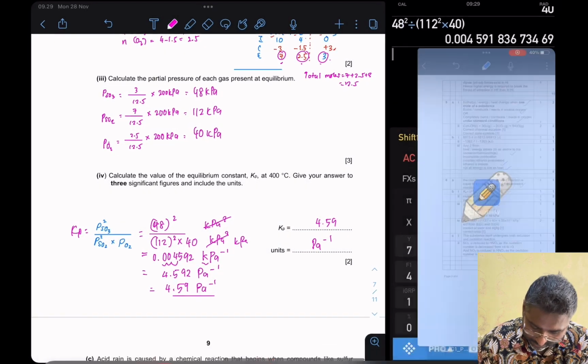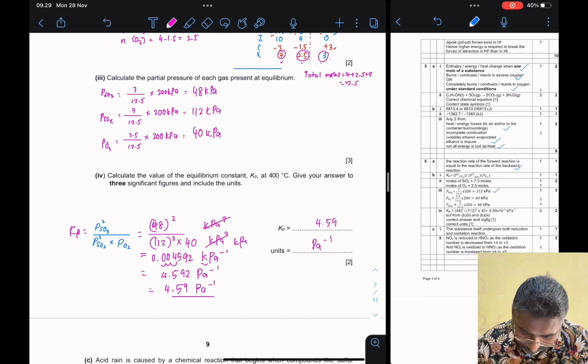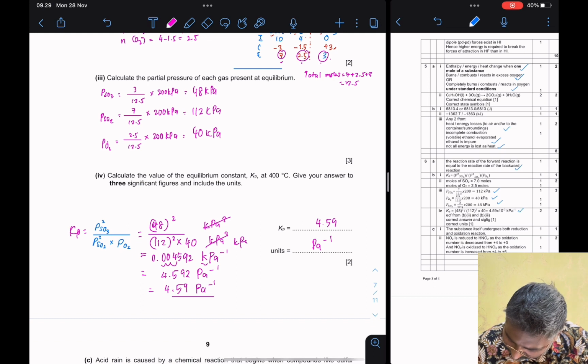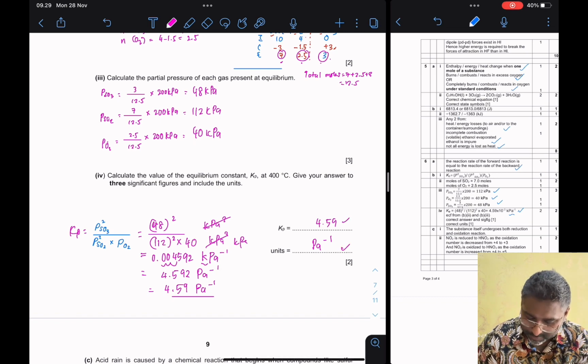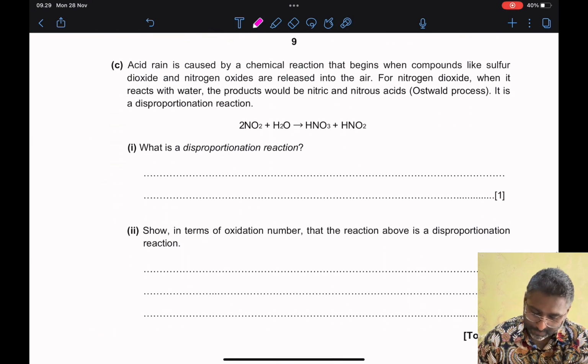So let's actually check the answer. So 112, 40, 48, and then 4.59 kPa -1, or you can actually use Pascal -1, 4.59 alone. That is all okay. So now, let's actually move on.